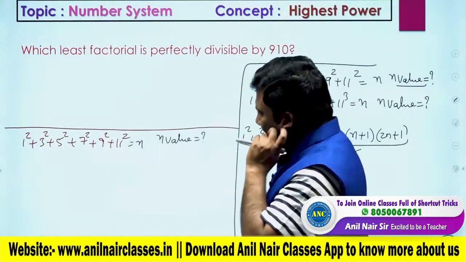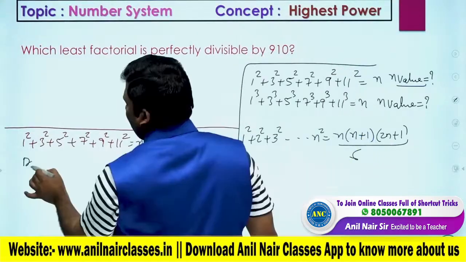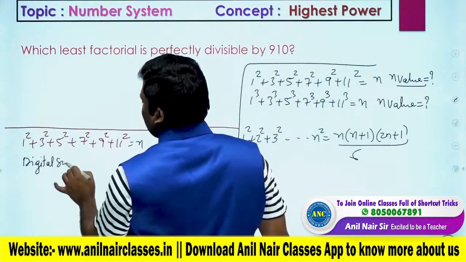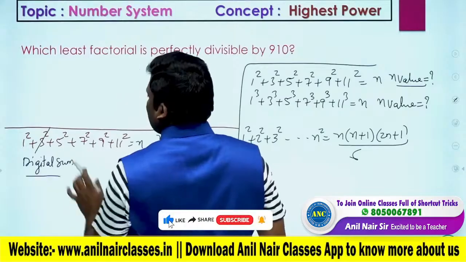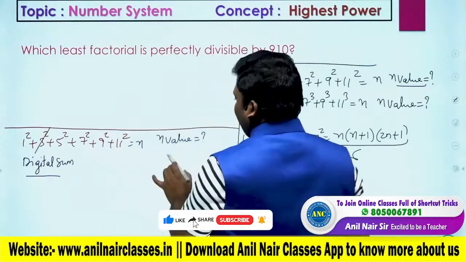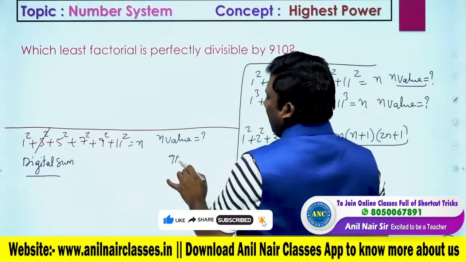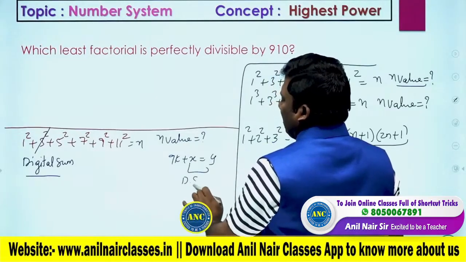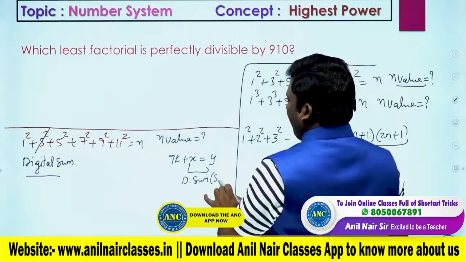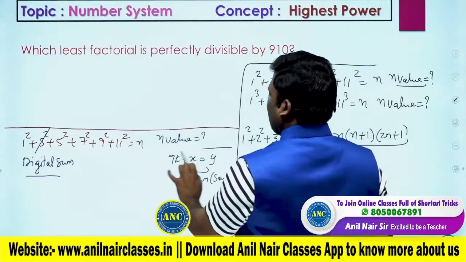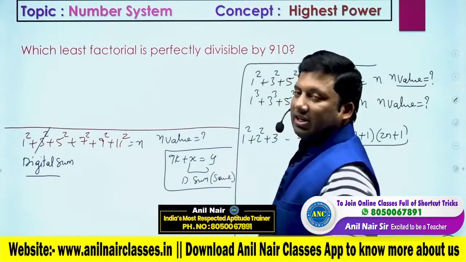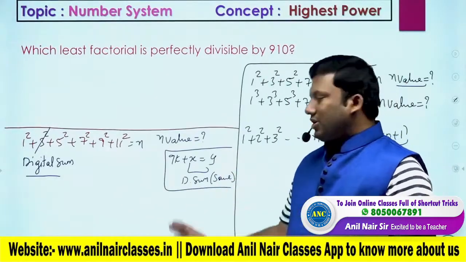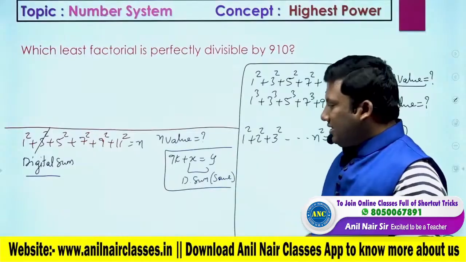The first thing is to use a digital sum approach. Play with the answer options. Listen carefully. 3 square is 9. What is the first concept? 9k plus x is equivalent to y. X and y digital sum will be the same. The digital sum of the number which is getting added to 9 or multiples of 9 will be the same.